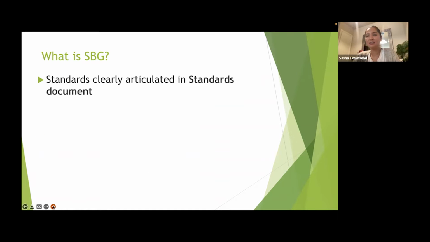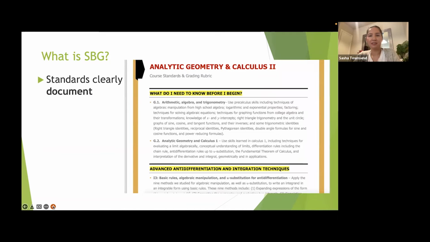Now, all of these are clearly articulated in the standards document. So the standards document might look like this. This is for Calc 2. This is the beginning of the standards document. For every course, there are prerequisite standards. G1 and G2 are the prerequisite for Calculus 2. They include algebra, trig, and arithmetic for G1, and then Calculus 1 prerequisites.